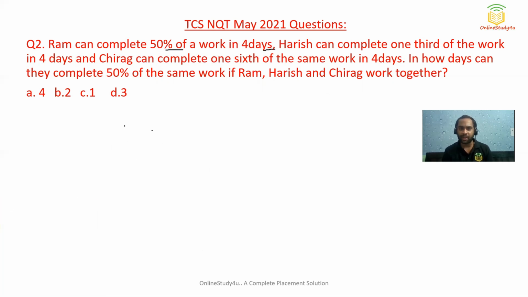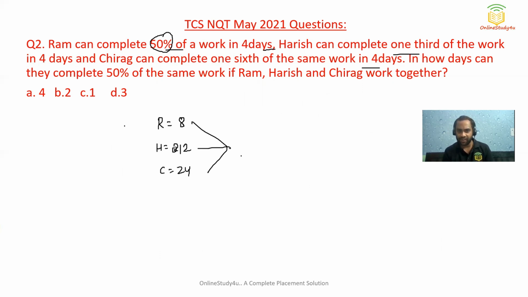So Ram will be able to complete, so you note down the time. So Ram will be able to complete 50% of the work in 4 days. Then total work Ram will complete in 8 days. Harish 1/3 in 4 days. So 3 into 4 will be 12. So Harish will be able to do in 12 days. Chirag 1/6 in 4 days. So 6 into 4 will be 24.